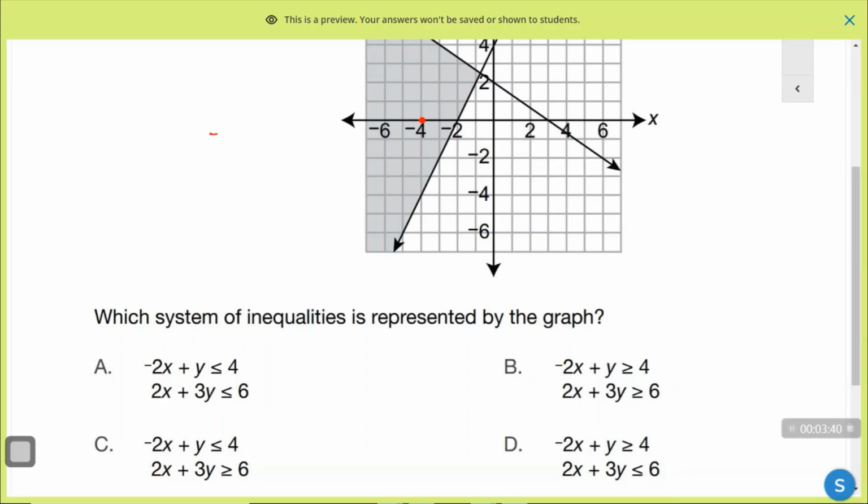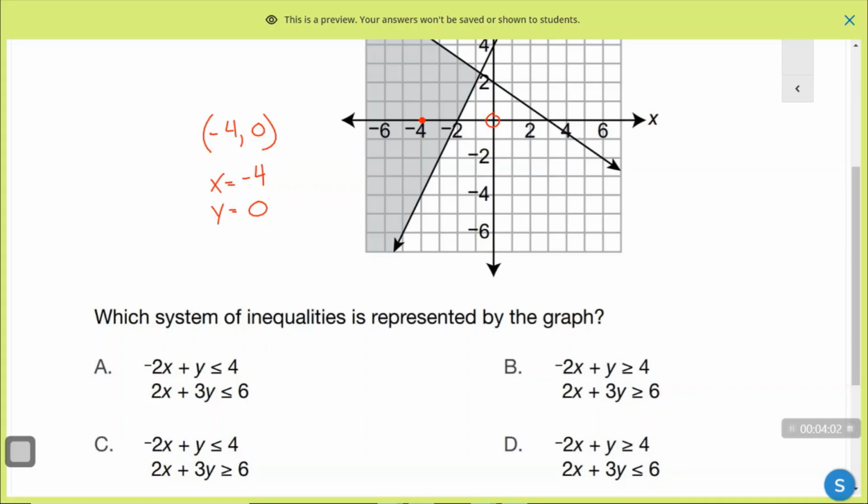And that point is (-4, 0), where x is -4 and y is 0. That's how I made it easy on myself. I made my y 0. If I could have, I would have picked (0, 0), but that is not inside my solution region. So that might help me eliminate one of these options, but not all of them. All right, so I'm going to pick (-4, 0).